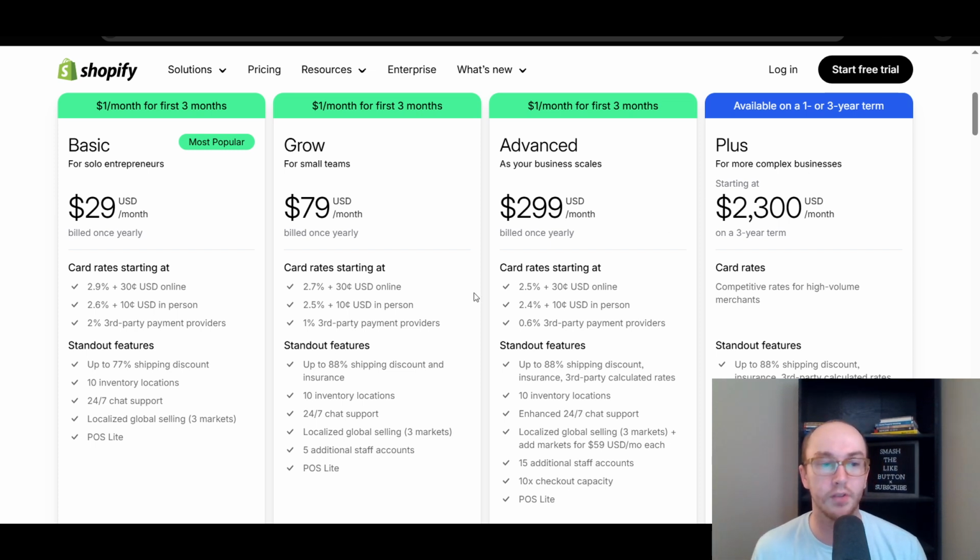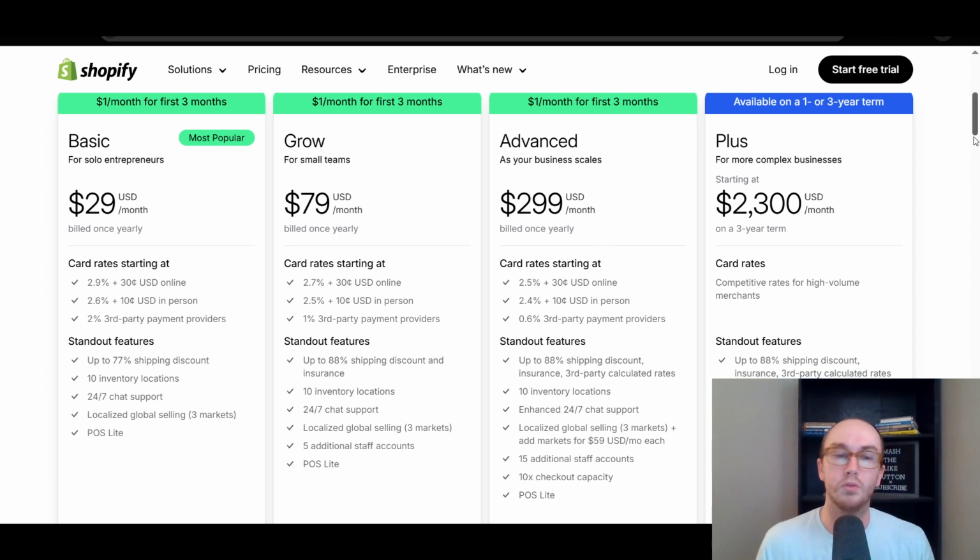I did want to touch on too is the POS plan. So that would be point of sale. This really only matters if you're planning on selling in person. If you're planning on just selling online, basic, grow, advanced, they all support the ability to sell online. But if you are going to be selling in person, you can go with POS Lite, which is going to give you the basics for processing those credit card payments in person.